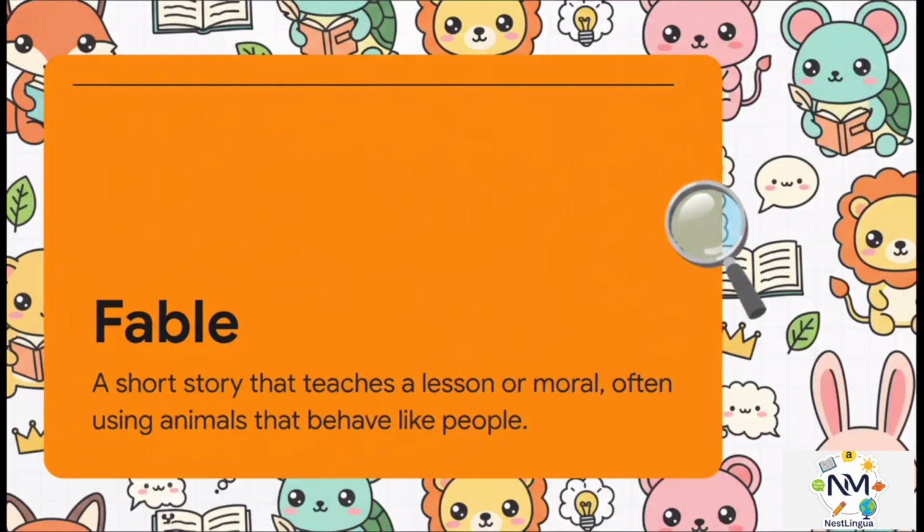All right, so first things first, what is a fable anyway? Think of it like this. It's a super short story that's all about teaching a lesson or a moral. And the really cool part? It almost always uses animals that act just like people. That's what makes the message so clear and easy to get.